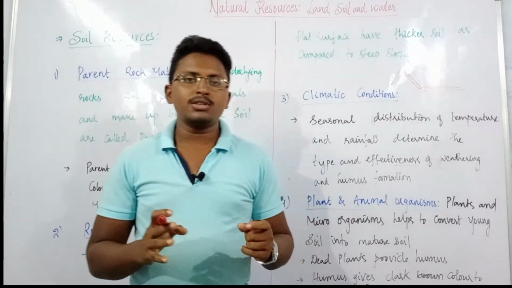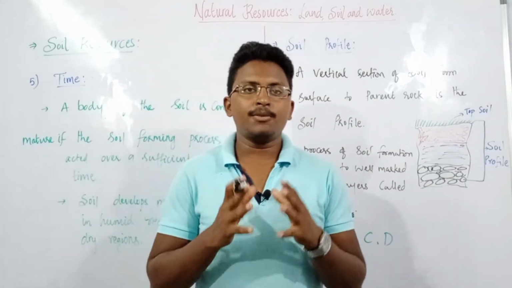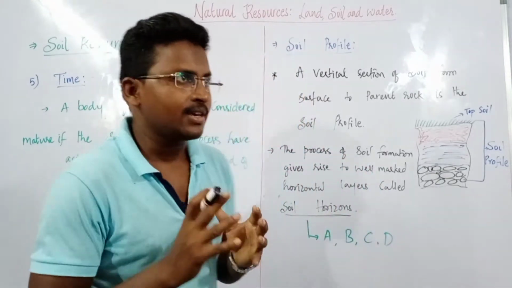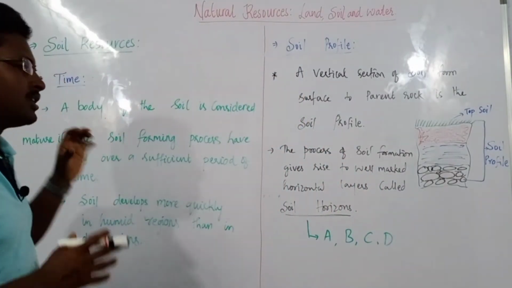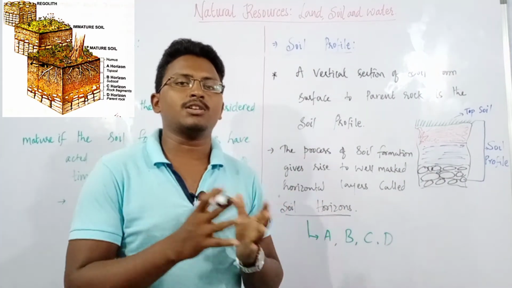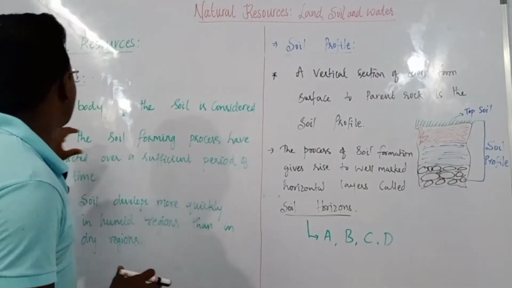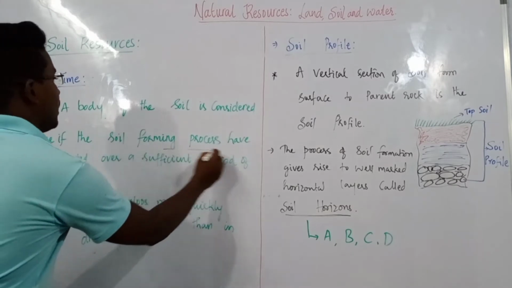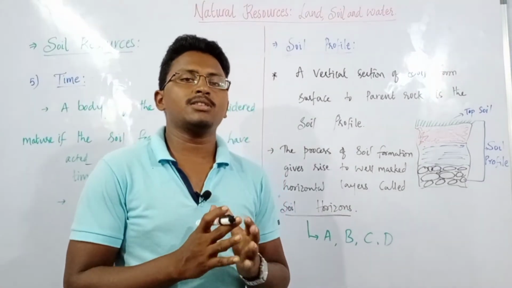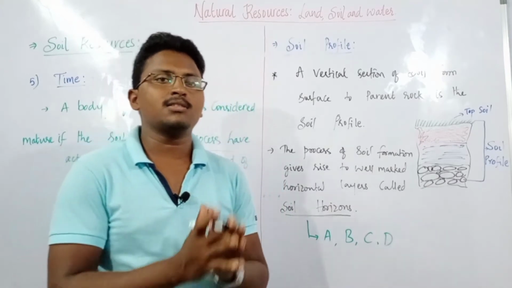Next we will see another last important factor, that is time. The last important factor that is responsible for the formation of soil is time. When we say that a soil is considered mature, as I mentioned just now, what is immature soil and what is mature soil. A body of soil is considered mature if the soil forming process has acted over a sufficient period of time. That means if the soil formation has taken a sufficient time period, then only we call it mature soil.